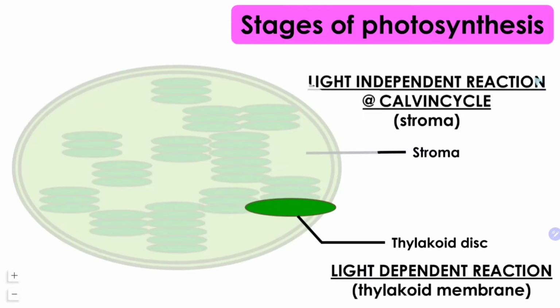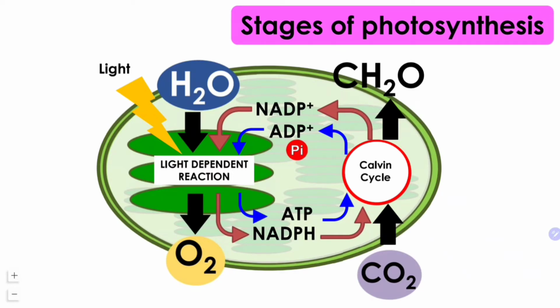Next is the stages of photosynthesis. There are two stages of photosynthesis, either light-dependent reaction or light-independent reaction, also known as the Kelvin cycle. The light-dependent reaction takes place on the thylakoid membrane, while the Kelvin cycle, the light-independent reaction, takes place inside the stroma of chloroplast. So here we can see the relationship between the light-dependent reaction as well as the light-independent reaction of photosynthesis, also known as the Kelvin cycle.